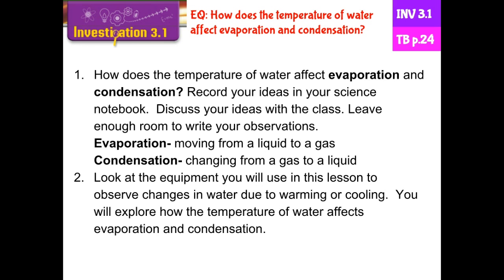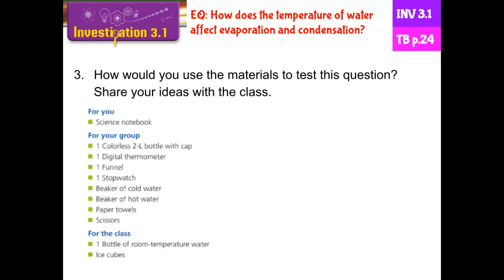So you're going to look at the equipment we have today. You're going to have a 2-liter bottle. You're going to have a beaker full of hot water and a beaker full of cold water. You have some thermometers and some ice cubes. And you're going to be thinking about how you could possibly use this equipment to explore how temperatures of water affect evaporation and condensation. Here's a list of the materials.